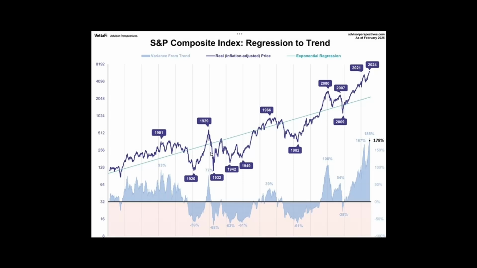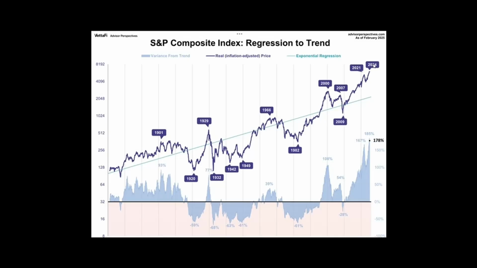And then we can use this path to measure the undervaluation and the overvaluation of the market. This is important because you can see that this is a little bit stale data, it's 2024, but we're currently at 187%. So right here, we were at 185%. So we're the most overvalued compared to the average return that we've seen in the S&P 500 ever.